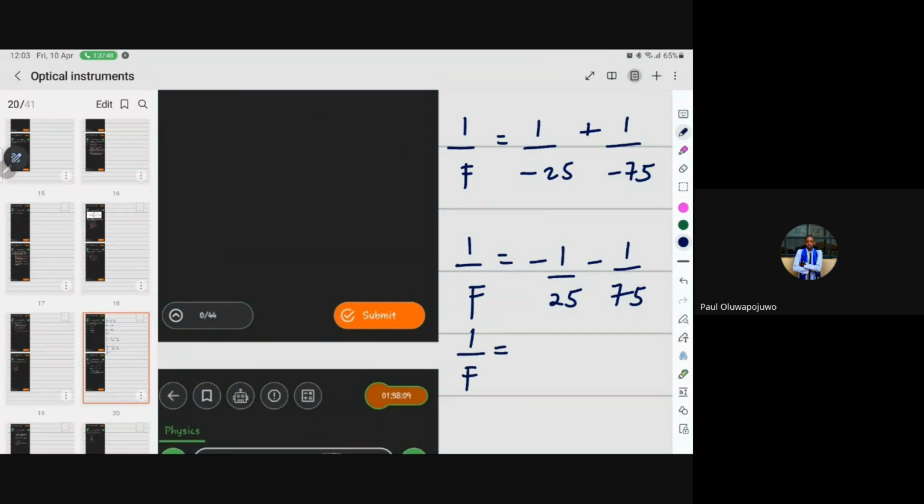Minus 1 over 25 minus 1 over 75. That means add them together: 1 over 25 plus 1 over 75. What will it give us?